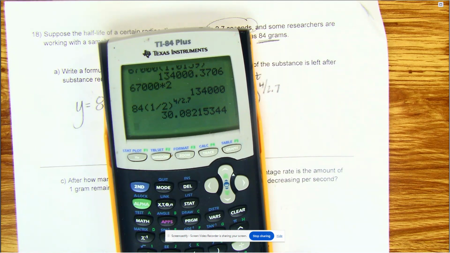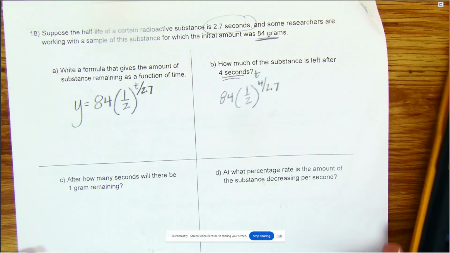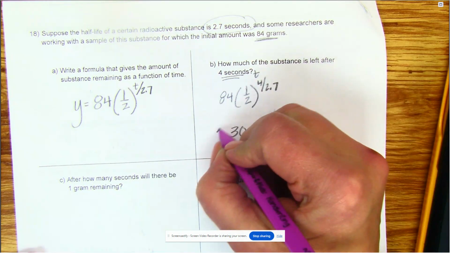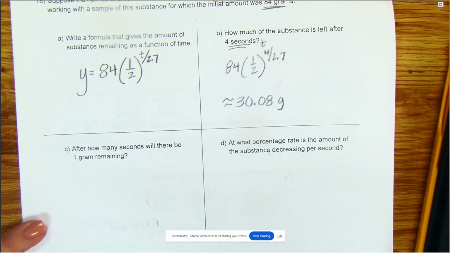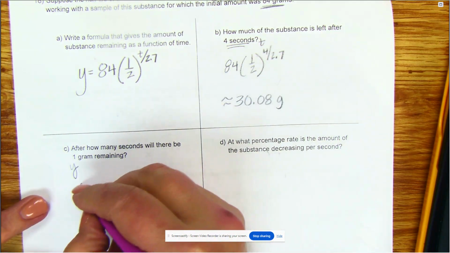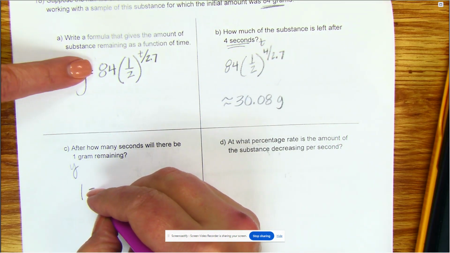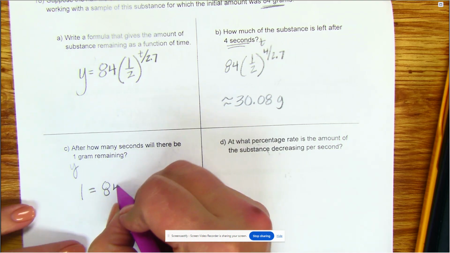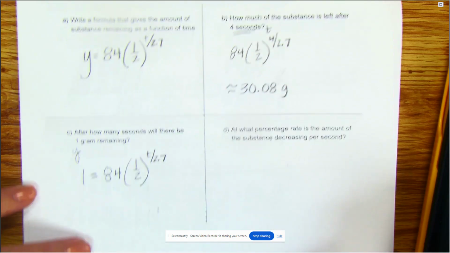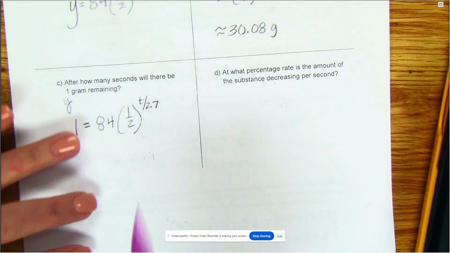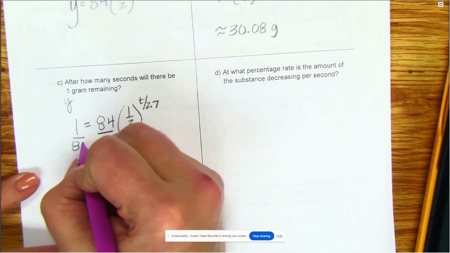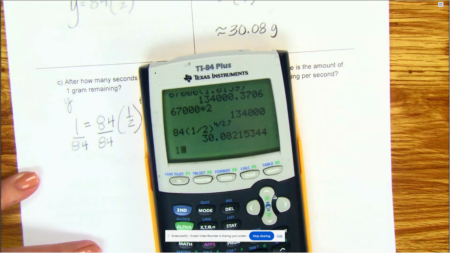So 30.08 grams. After how many seconds will there be 1 gram remaining? So now they're giving me the answer. So 1 equals, I want to know when the output's 1. So this is an exponential. I'm going to convert it to a log, but I need to get that alone. I'm going to divide both sides by 84.